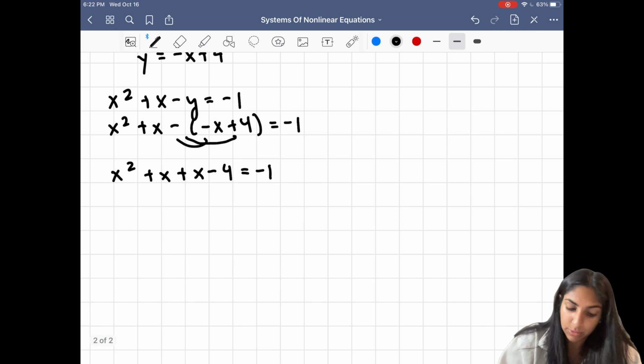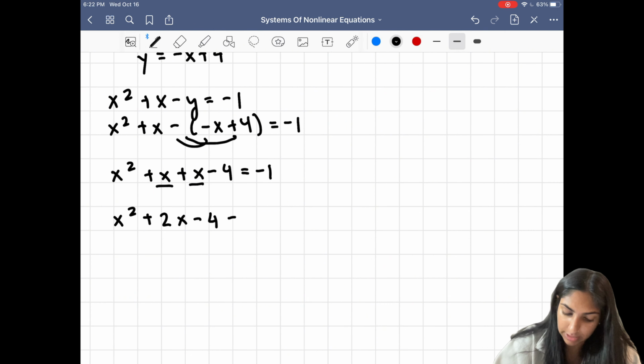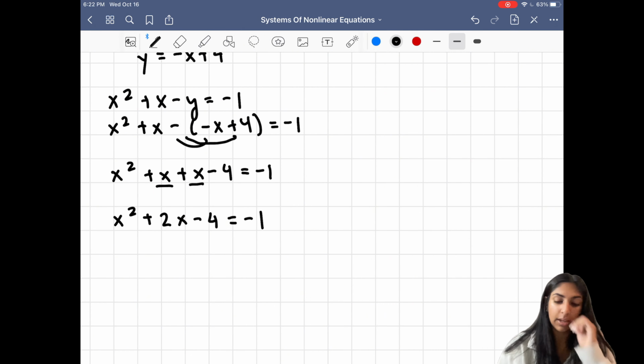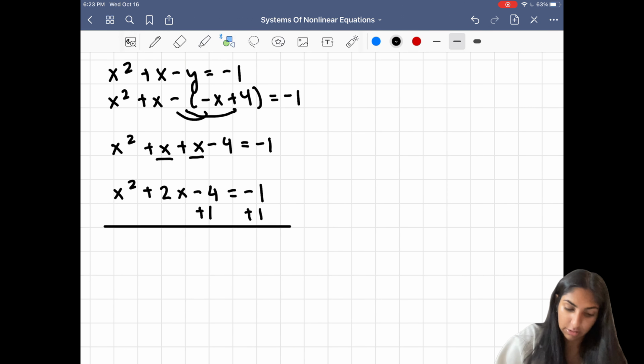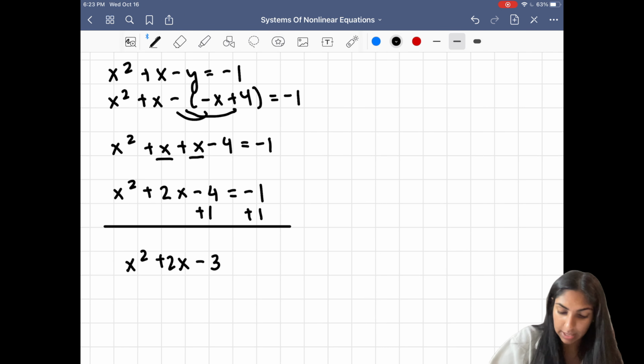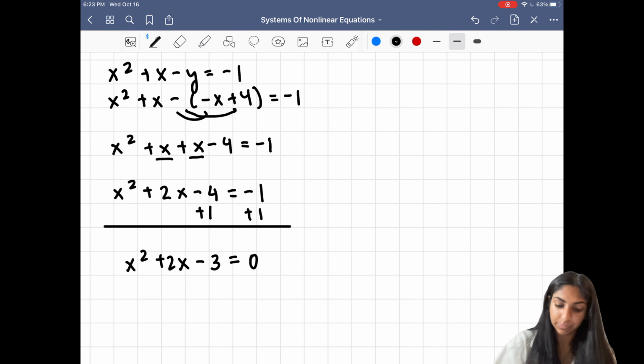Once we add like terms, we can add this x and x here. We get x squared plus 2x minus 4 equals negative 1. And now we can add 1 to both sides. If we add 1 to both sides, the right-hand side is going to be equal to 0, and then we can factor. So this is going to equal x squared plus 2x, negative 4 plus 1 is just negative 3, and this is going to be equal to 0.